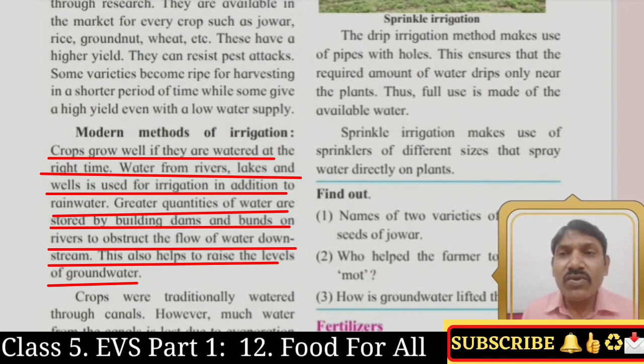Then a greater quantity of water is stored by building dams and bunds on rivers to obstruct the flow of water downstream. Dams and bunds are used to stop the water, to obstruct the flow of water, and that water can be used to water the farm. See here, this also helps to raise the level of groundwater. What happens because of the dams and bunds? The water can be soaked by the land and can seep into the land. In this way the level of water can rise in the land. Student, have you understood?